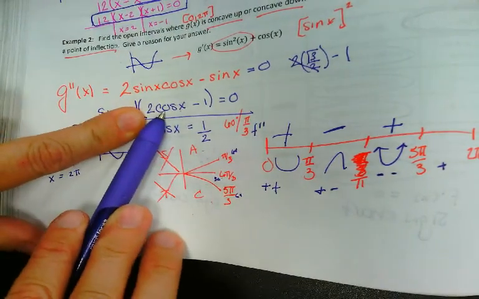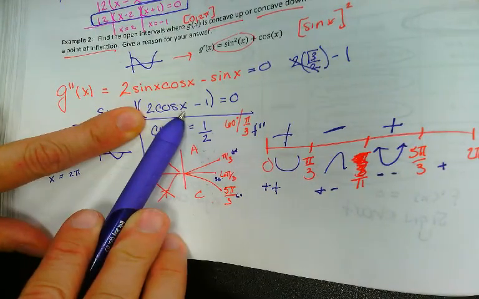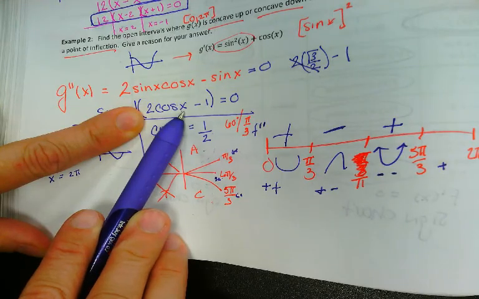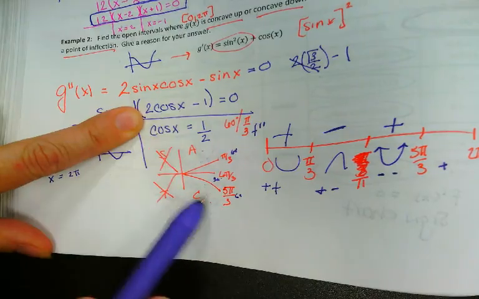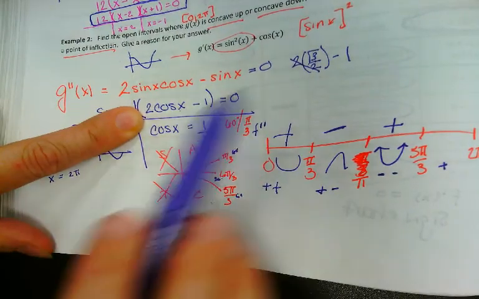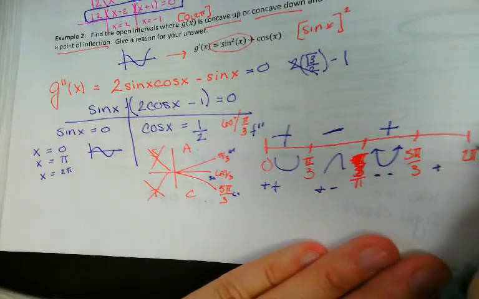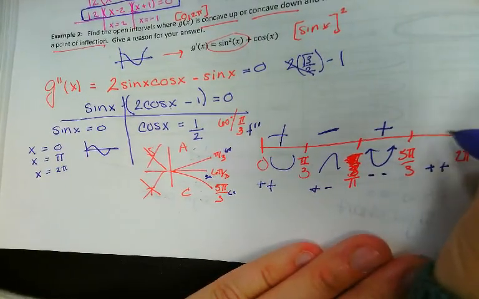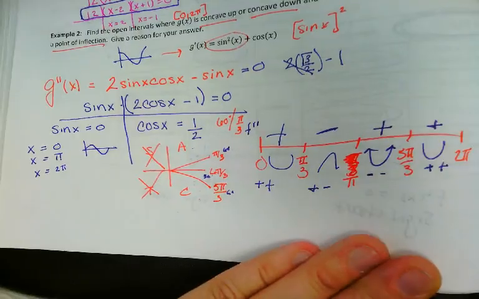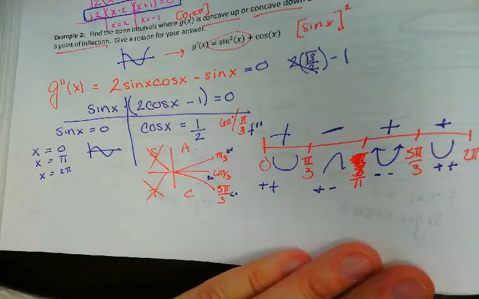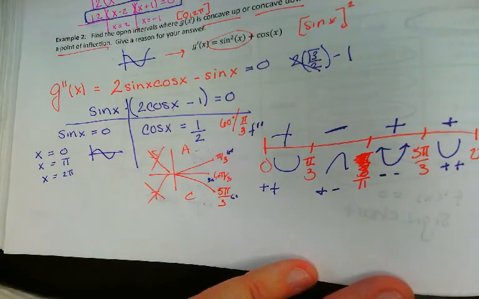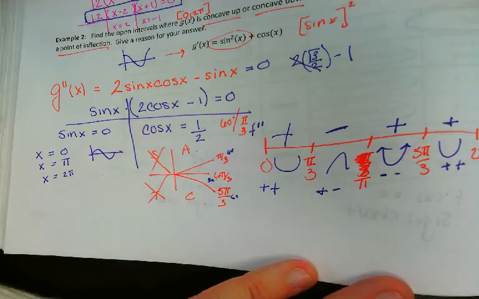The cosine of 30? Root 3 over 2, and it's in the fourth quadrant, so it's a positive, so that's root 3. Same thing here. Minus 1 is going to be a positive. Okay, and then I can identify where I'm concave up, concave down, and any points of inflection.